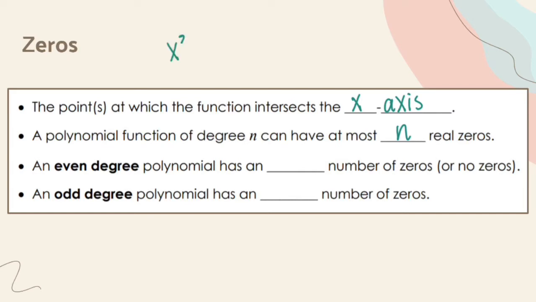So if we have x cubed plus x squared plus x plus 5, 3 is the highest exponent, and therefore the degree would be 3, and at most that function could have 3 real zeros. An even degree polynomial has an even number of zeros or no zeros at all. And an odd degree polynomial has an odd number of zeros.